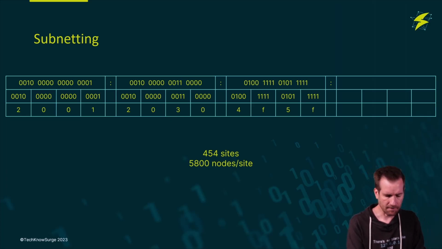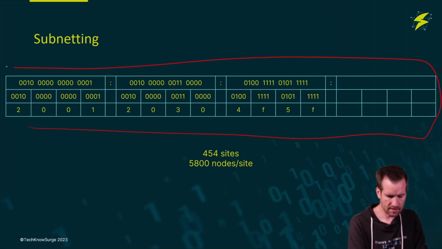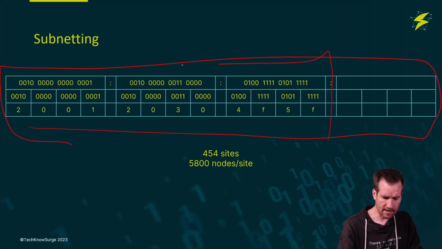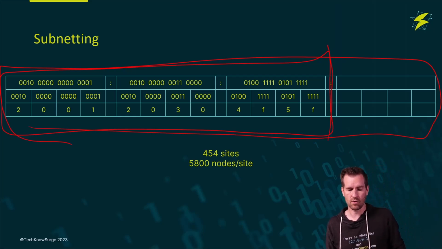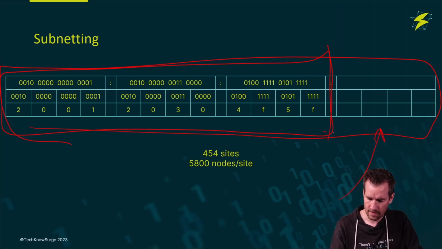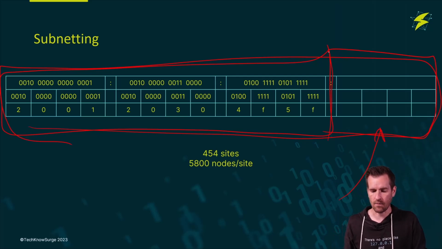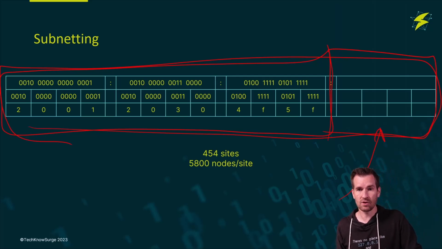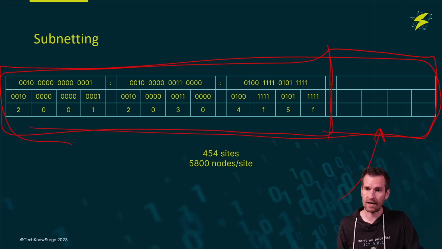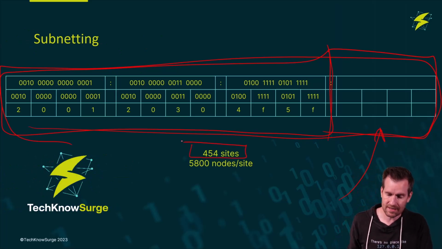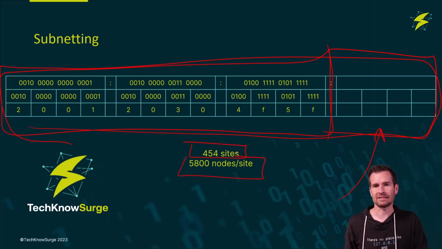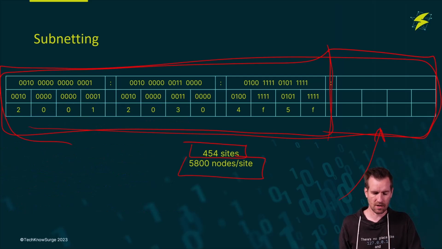So here we have the first network part of it. This first part right here, like I say, is probably assigned by your internet service provider or given to you. So this is really the portion that we have to work with that we can figure out. This third or fourth hextet that we have right here. All right, so how do we want to assign this out? Well, as we see here, we have 454 sites for this with 5,800 nodes per site. So there's 5,800 endpoints per each one of these sites.